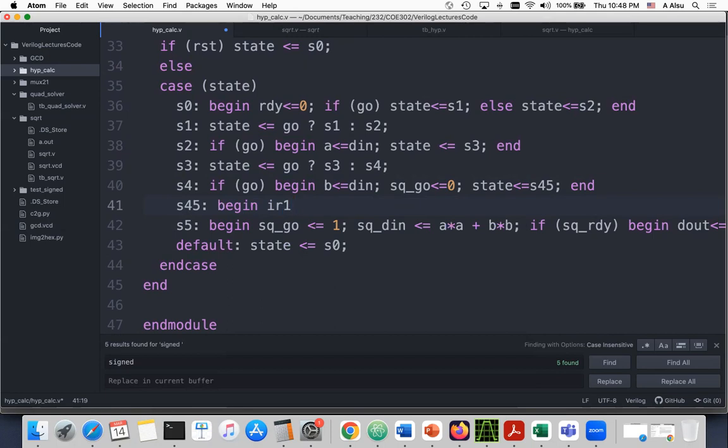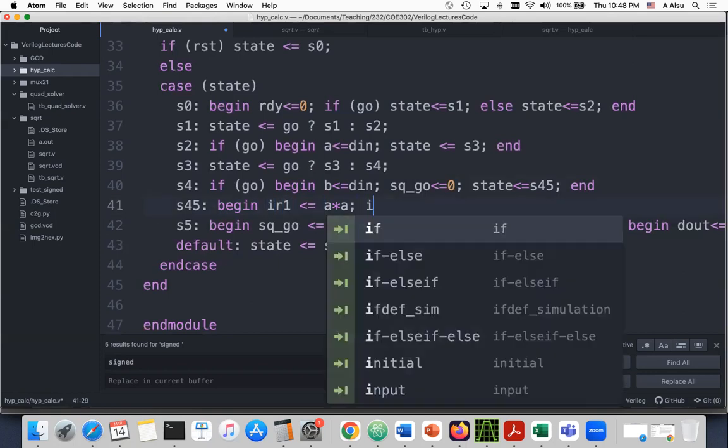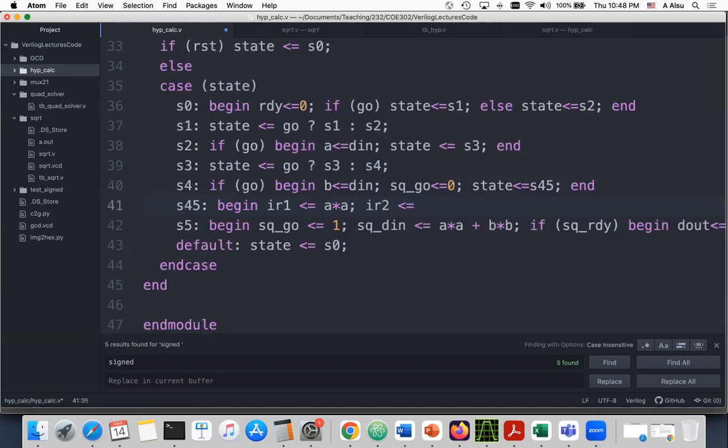So I have one for A square. Basically, if you want to calculate this, you just multiply A times A, but you need to make sure that the result fits. IR1 holds the multiplication result. And then IR2 is basically B times B. Okay, and the next state is S5.